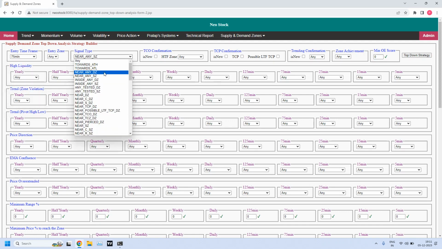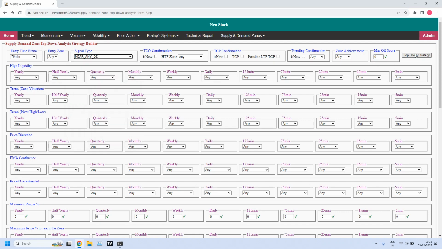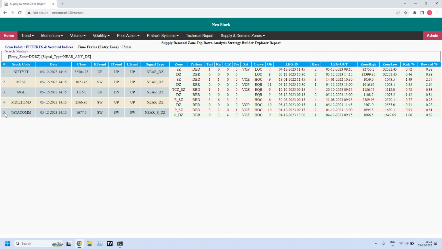Let us find the stocks near to the 75 minutes demand zone. So these 5 stocks are filtered. Are there any high liquidity demand zones for 75 minutes? Yeah, we have one high liquidity demand zone, Tata Communication. It is not having any test count, but rejection count. Already 3 rejections are there.